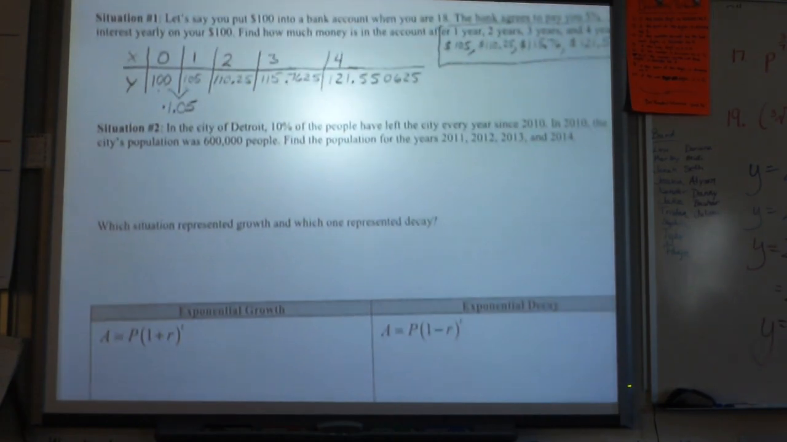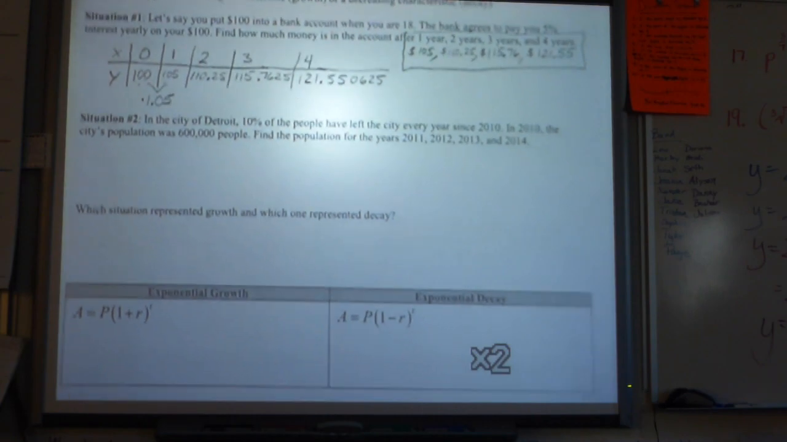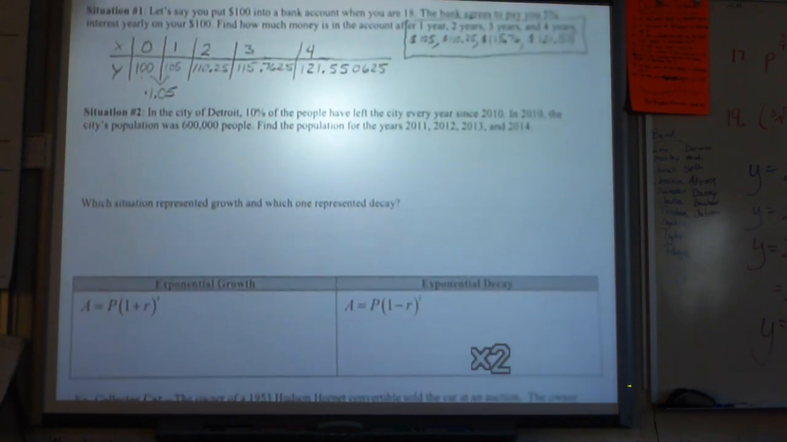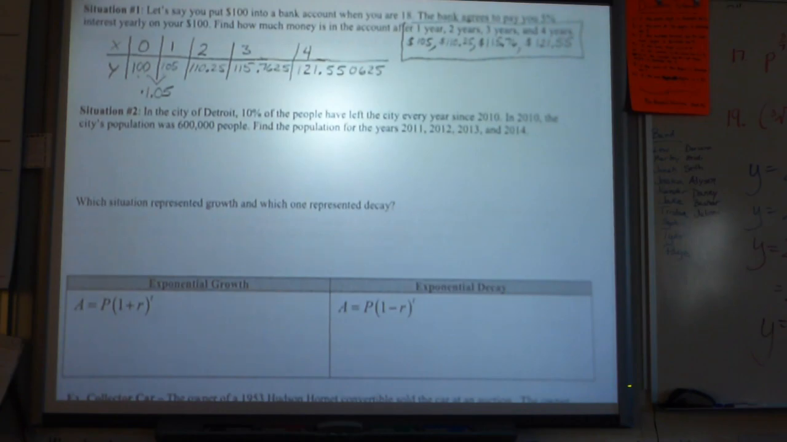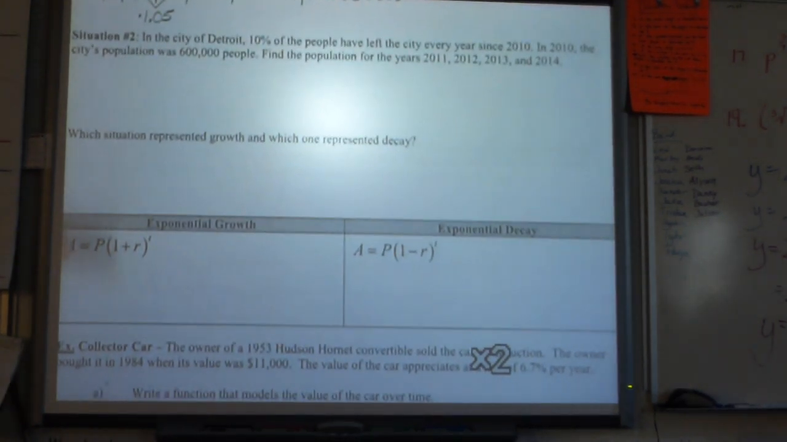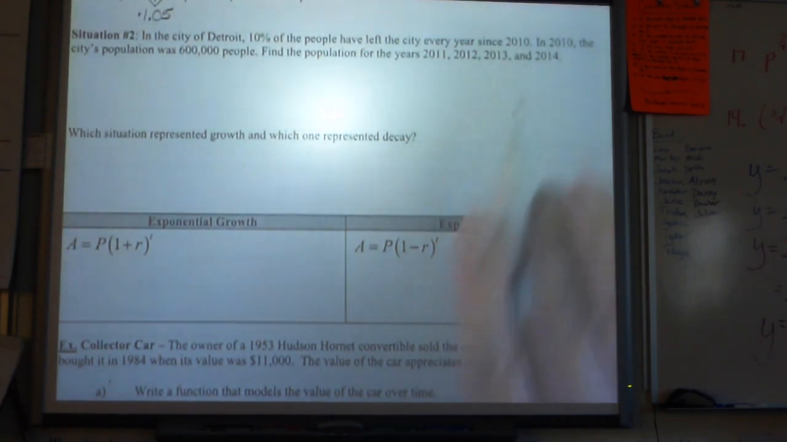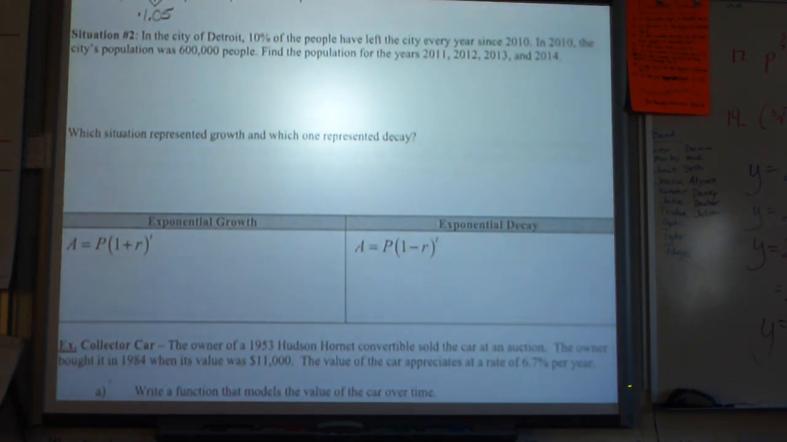So then let's look at situation 2. In the city of Detroit, 10% of the people have left the city every year since 2010. I don't know if that's exactly accurate, but let's just go with that problem. There's definitely a declining population in the city of Detroit. I don't know if that trend has changed recently, but that definitely was a trend in 2010. So 10% of the people have left the city every year since 2010. In 2010, the city's population was 600,000 people. Find the population for years 2011, 2012, 2013, and 2014.